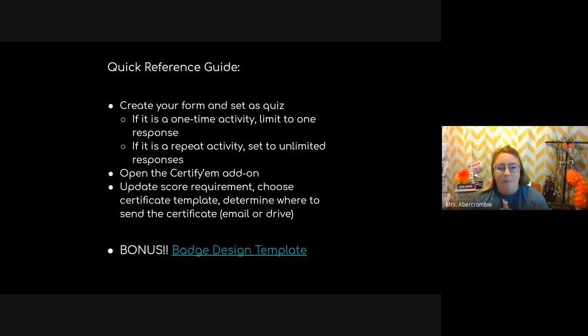So just make sure you have your form set first and set it as a quiz so that you can set that criteria for passing. If it's a one-time activity, limit to one response. If it's a repeat, set it to unlimited. So for example, if we're doing badges for showing leadership, that's a form that we're going to want kiddos to be able to complete more than once. So that one will be set to unlimited responses. We won't limit that one.